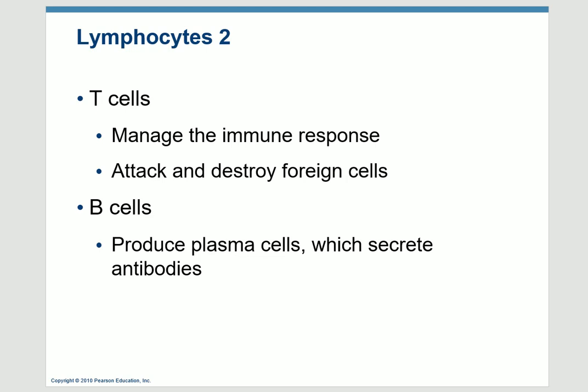The T cells manage the immune response and attack and destroy foreign cells, whereas the B cells produce plasma cells that secrete antibodies that then fight against the invaders, and B cells are in the blood.